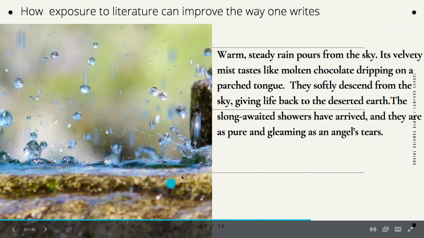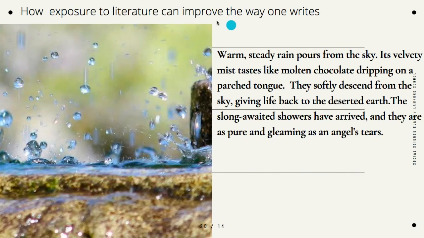Another one. So for example, just now, I got somebody to say, okay, if I show you this, can you improve the sentence that you said just now? It's raining, it's pouring. So it could be written this way: warm, steady rain pours from the sky. Its velvety mist tastes like molten chocolate dripping on a parched tongue.